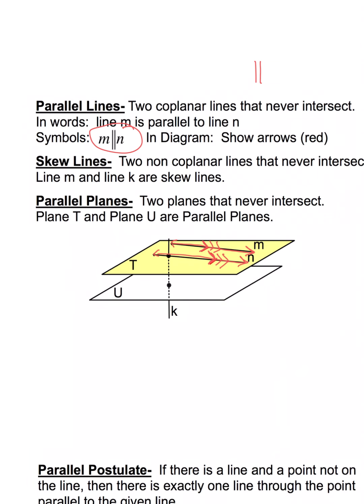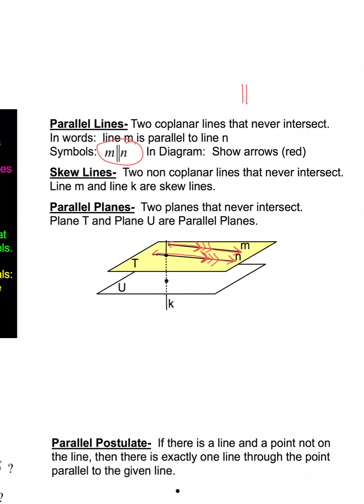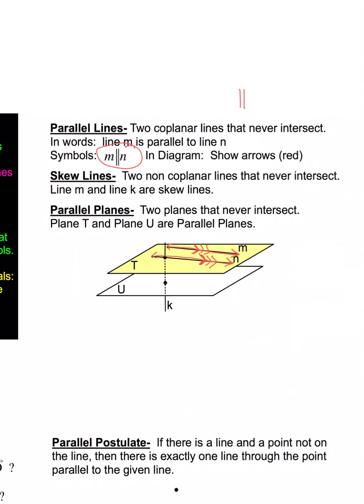Now we also have these lines called skew lines. They're two non-coplanar lines that never intersect. So for example, this line K is passing through these planes, and it happens to be skew with M. Line M is back here. I would consider those two skew lines because they're never going to cross, ever. N and K, though, are not considered skew lines because they intersect right here at this point. So we wouldn't consider those ones to be skew, only M and K.